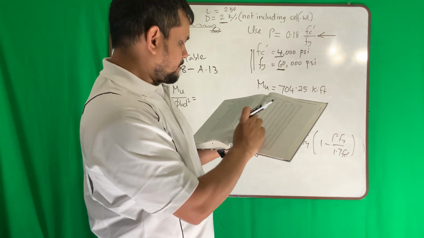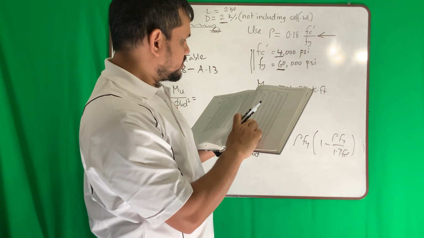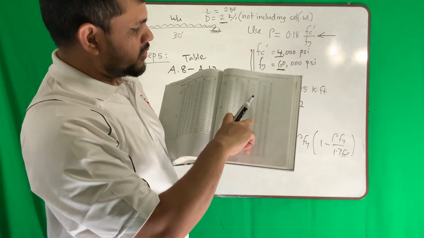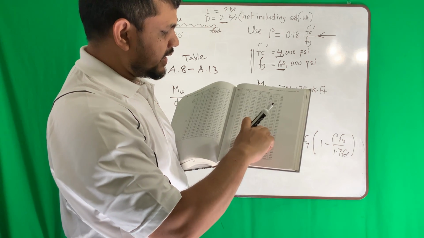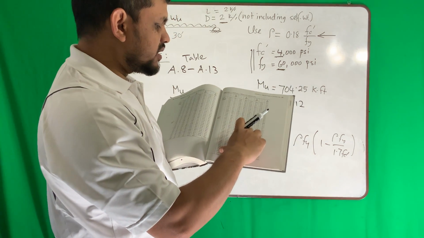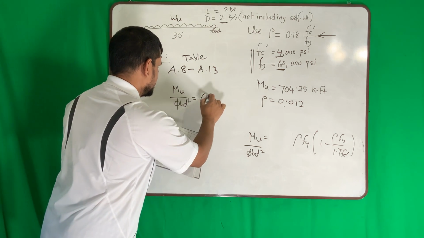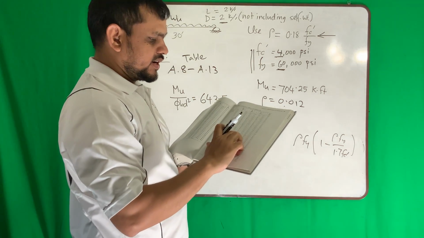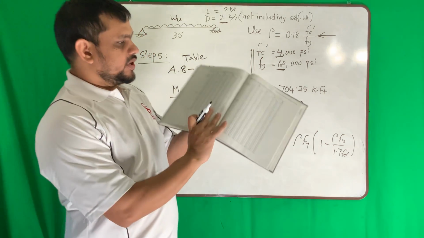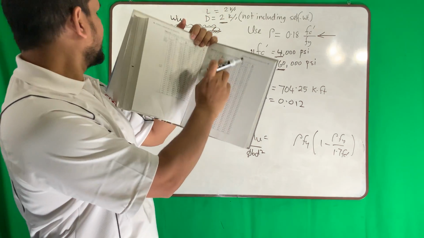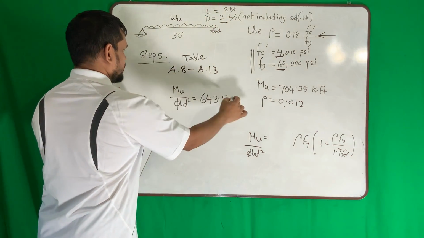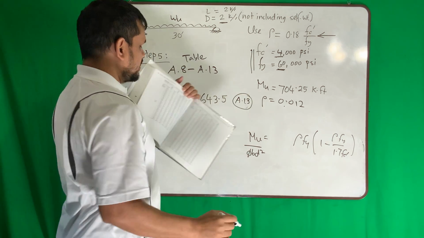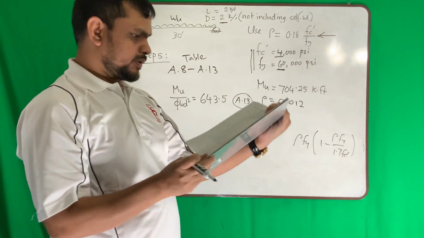0.0012. Yes, I found it. 0.0012. For that case, mu PBD square is 643.5. Let me check again. Yes. So hopefully you got it from table A13. We used A13. Table A13, we got this value. You can see your book.